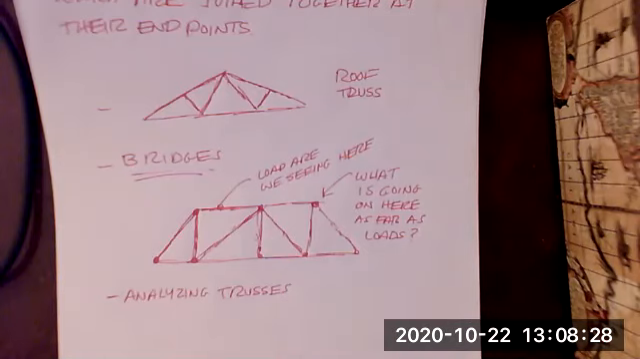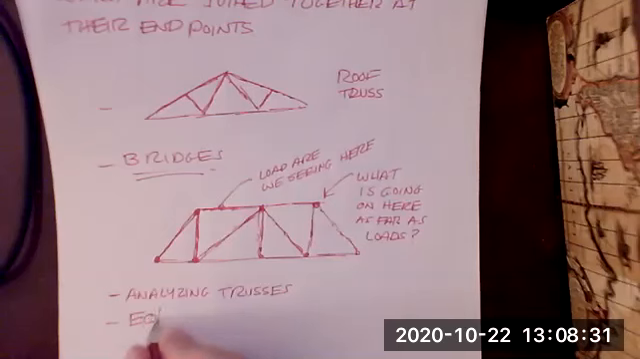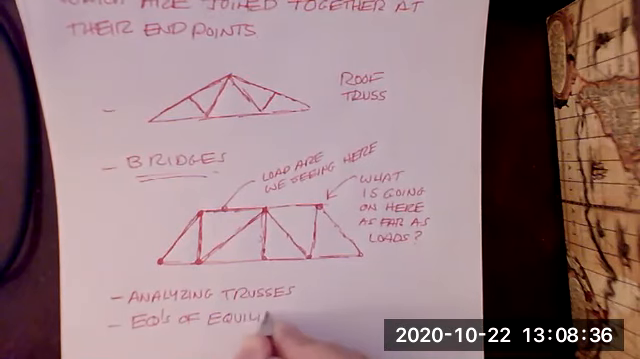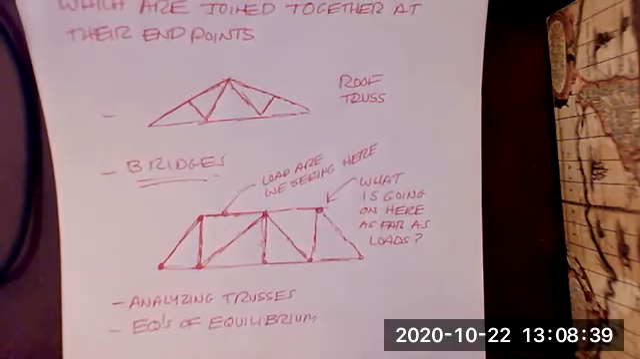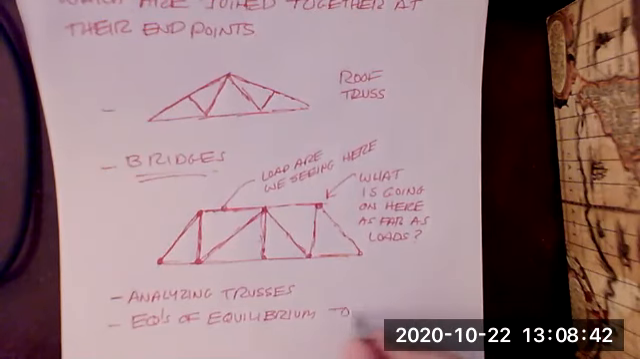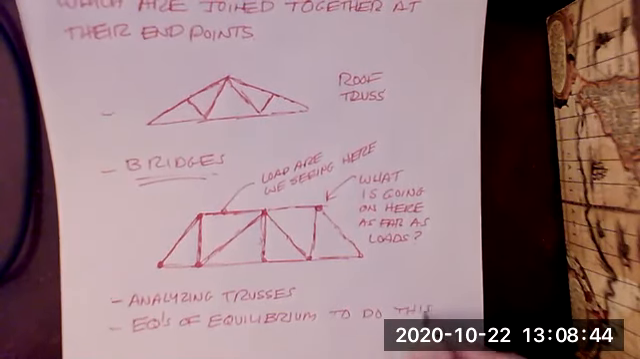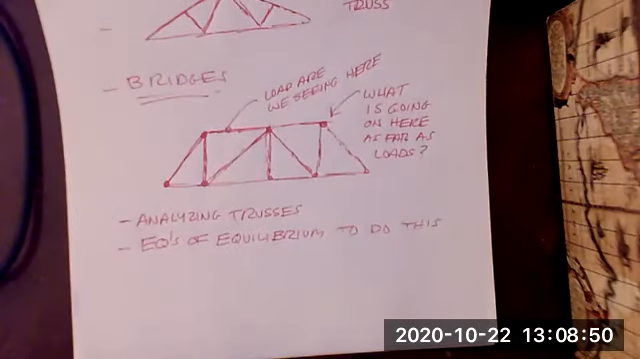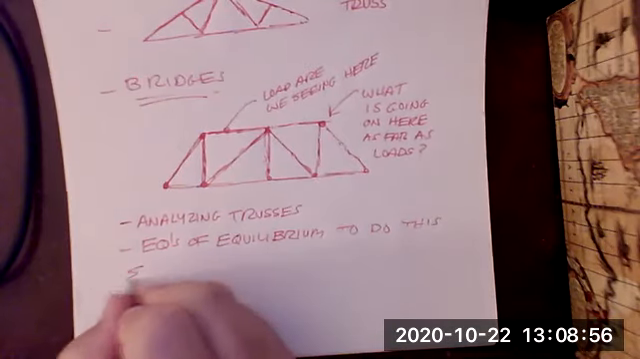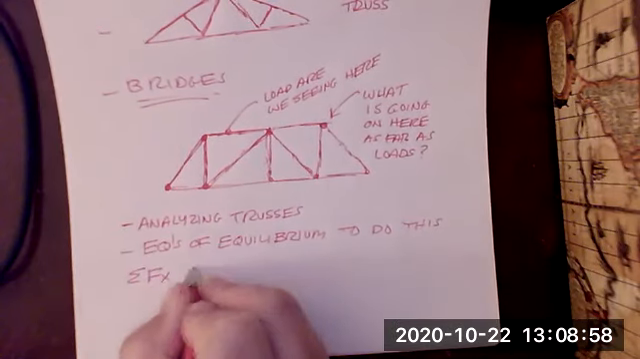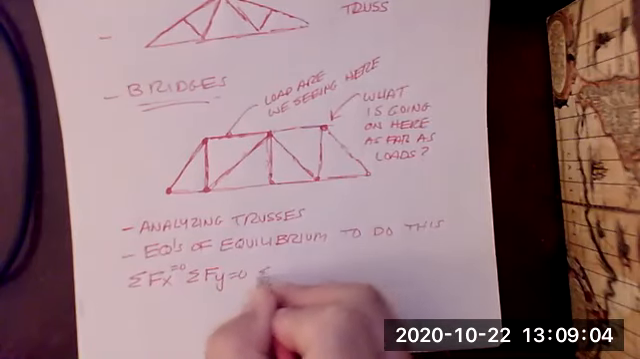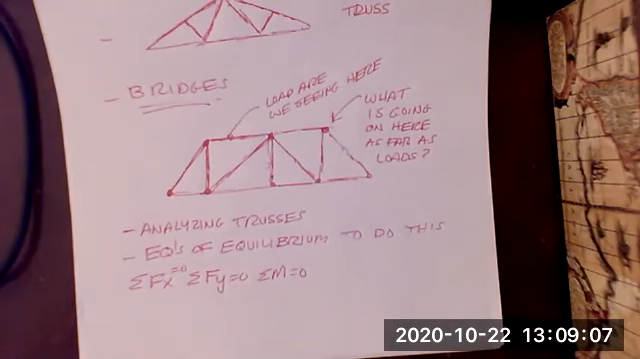And for the most part, we're going to be using our equations of equilibrium to do this. And we know what those are. The sum of the forces in the X, the sum of the forces in the Y equals 0, and the sum of the moments equals 0. That's it.